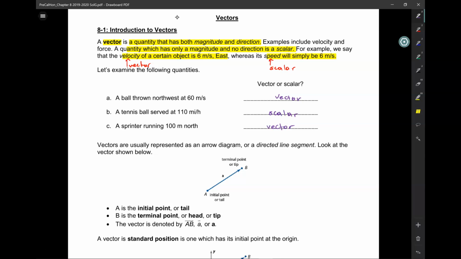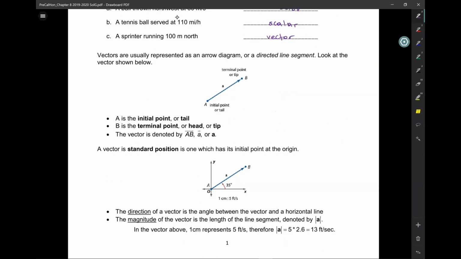Now, because vectors have a direction, and that direction doesn't necessarily have to be up, down, left, right, it could have any angle. The best way to represent them is with what we call an arrow diagram or a directed line segment, because we got to get fancy. So take a look at the vector here, right? You see that it looks very much like a ray that you've learned about in geometry. It has an end point, and then it has an arrow on the other end.